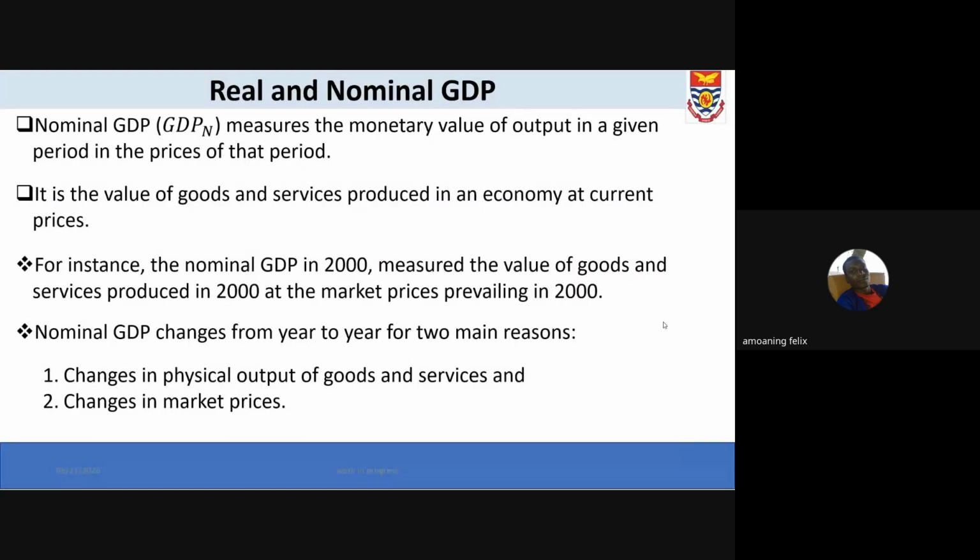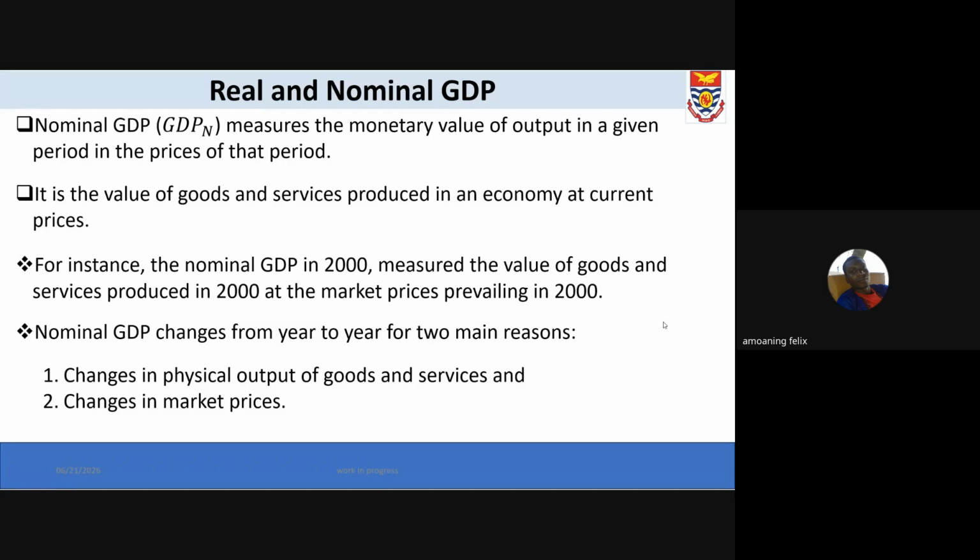Is it okay? So we are arguing that there are two things that can make a GDP change. One is the physical output of the goods and services that are being produced, and the second one is the market price of the goods and services. Let's keep this in mind. And because of this, we try to distinguish between two GDPs. We have the nominal GDP and the real GDP, which we are going to talk about.